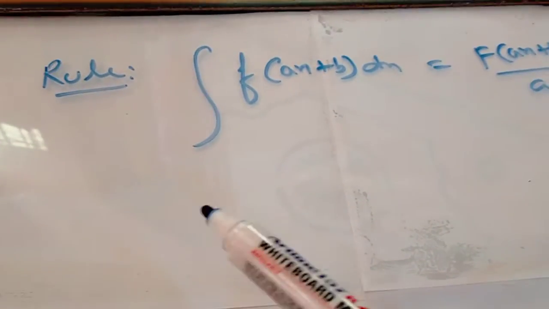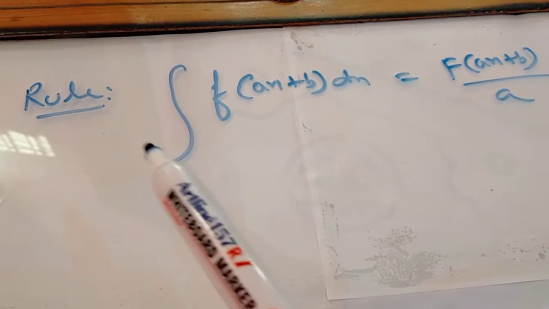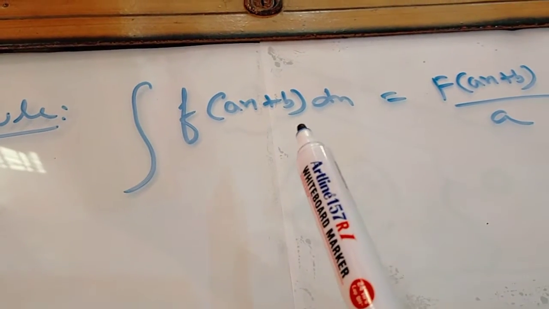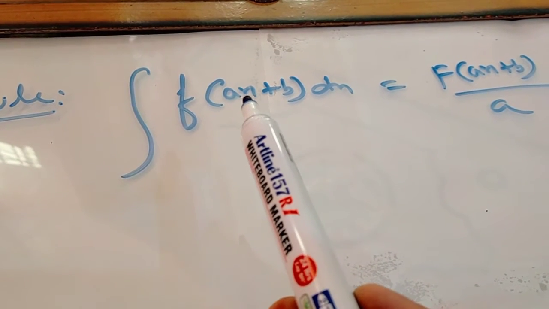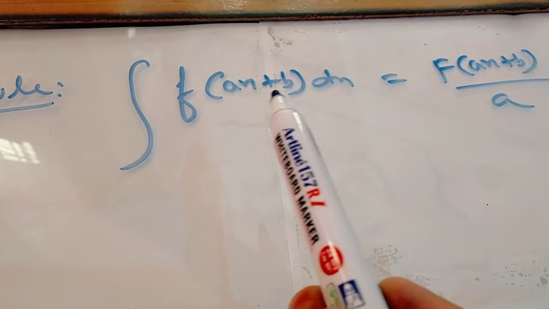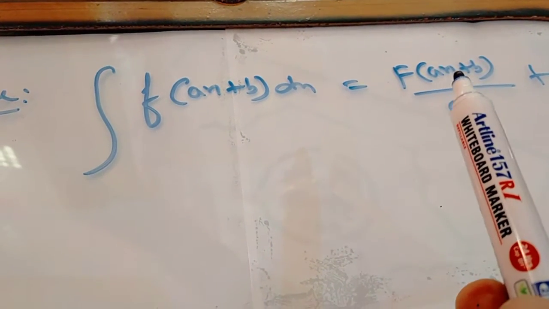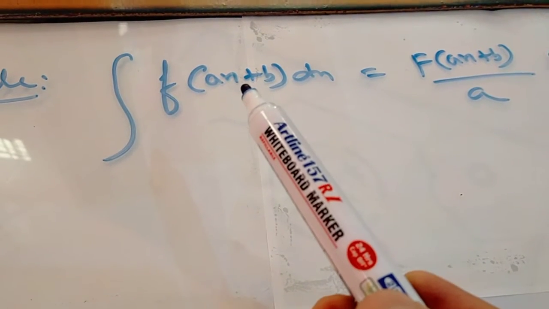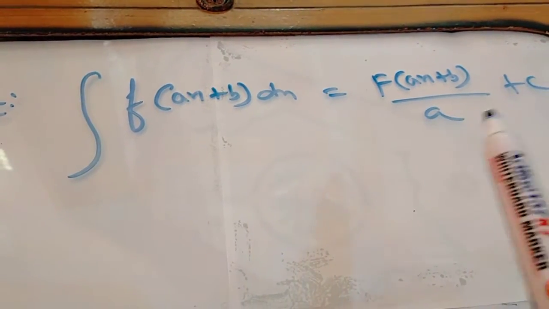Now students, along with these formulae, I want to discuss one rule with this part. If integration of f of ax plus b, not f of x, but ax plus b, meaning x is multiplied with any number and something is added or subtracted, in that case your answer will be F of ax plus b divided by a. What is this a? A is the number which is multiplied in front of x, so that will come in the denominator, plus c.